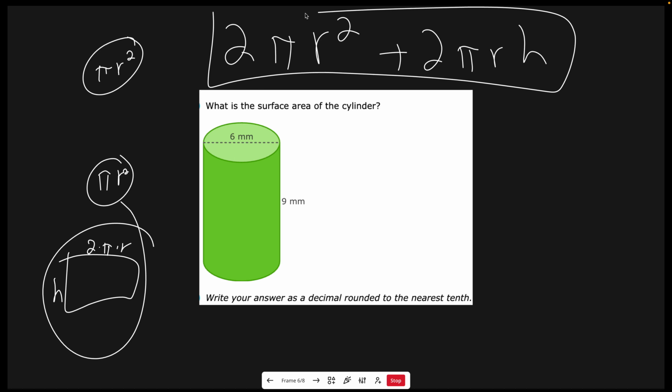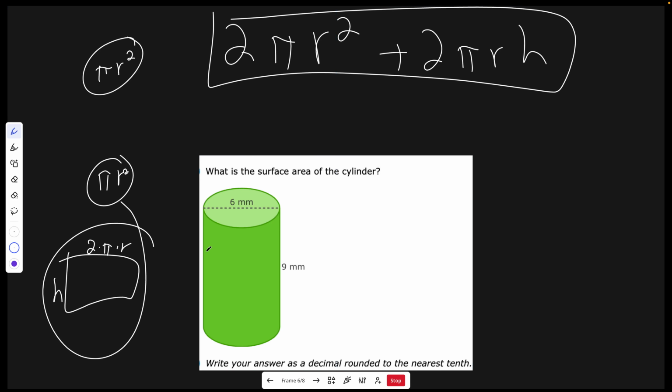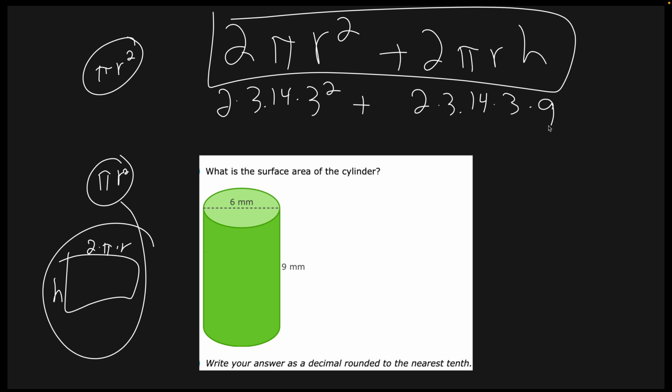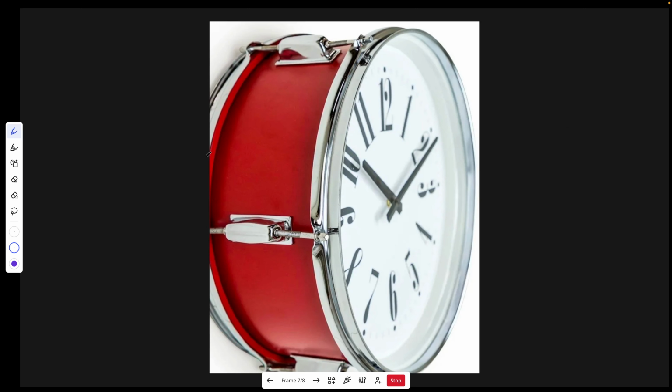This is a formula for the surface area of a cylinder, and you can just plug in your numbers. You can just put the numbers in where they go: 2 times 3.14 times the radius squared, plus 2 times 3.14 times the radius times the height. If you type that into your calculator, you will get the same answer that we did here by doing each individual shape. Either way will get you the correct answer.